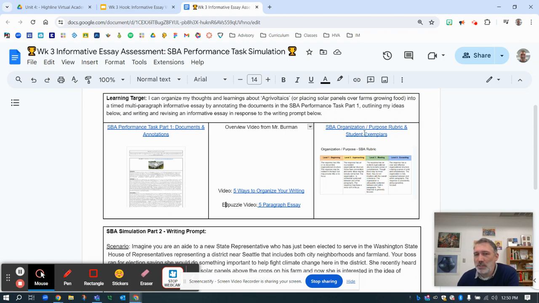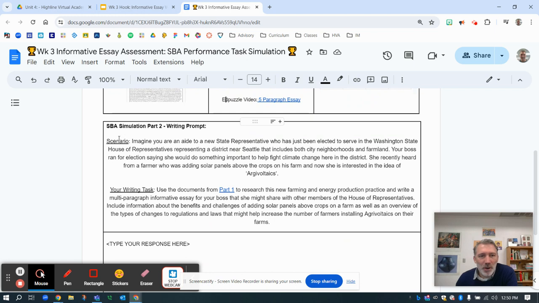Last thing that's up here in terms of supports, I did post the SBA organization and purpose rubric, as well as the student exemplars. So you can see what a multi-paragraphed informative essay looks like and get an idea of what's expected. Okay, this is your scenario.